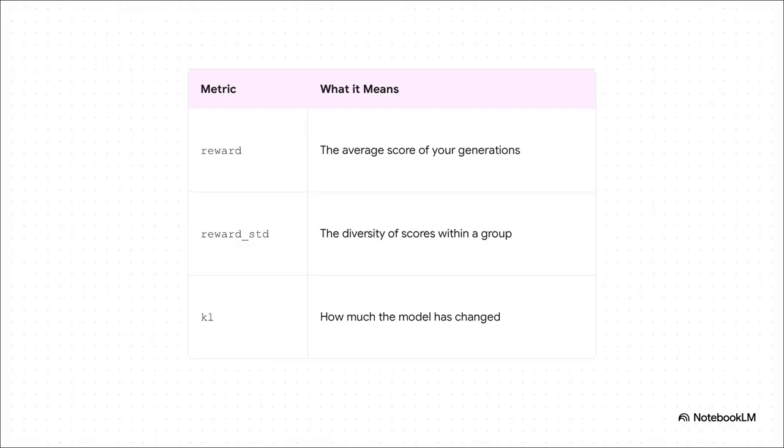And when you look at those logs, here are the 3 key metrics to watch. First, the reward itself. That's your main progress bar. You want to see that average score climbing up. The reward std, or standard deviation, is also pretty interesting. It shows you if there's good diversity of scores in your groups. And finally, KL divergence tells you how much the model is changing from its original state. You don't want this to shoot up too high too fast. Watching these 3 really tells you the story of your training run.